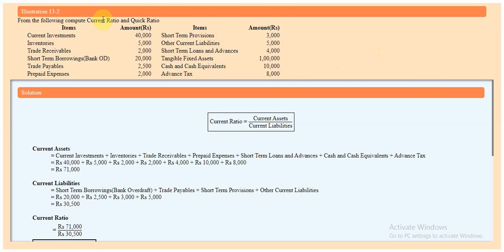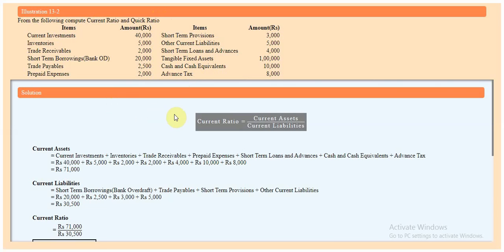In this question, the question asks us to find out the current ratio and quick ratio, and the question also gives us a few details. Current investments, inventory, trade receivables, short term borrowings, bank OD, trade payables, prepaid expenses, short term provisions, other current liabilities, short term loans and advances, tangible fixed assets, cash equivalents, advance tax. Some details like this are given, and they have asked us to find out the current ratio and quick ratio.